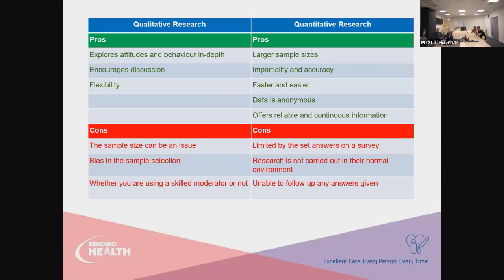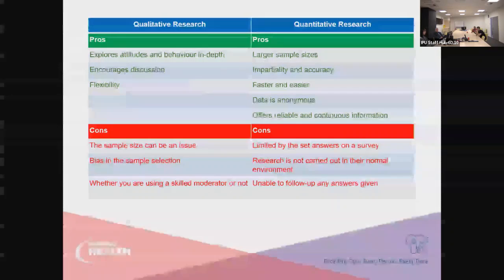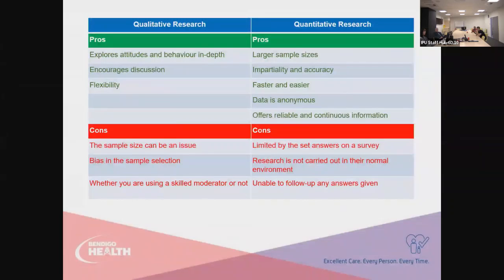And data is usually anonymous in quantitative research, whereas in qualitative, when you're doing focus groups and one-on-one interviews, it's a bit hard for it to be anonymous. And you can, of course, de-identify the data post interviews and post focus groups, but it can be an issue. So can I ask you a question about that?